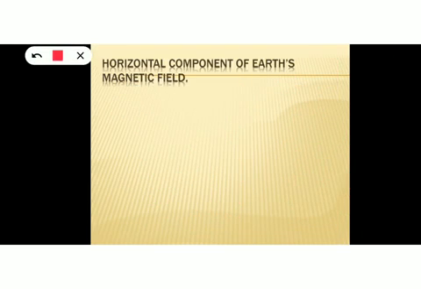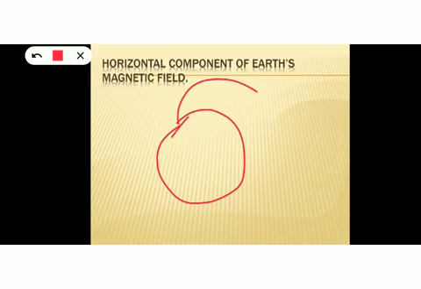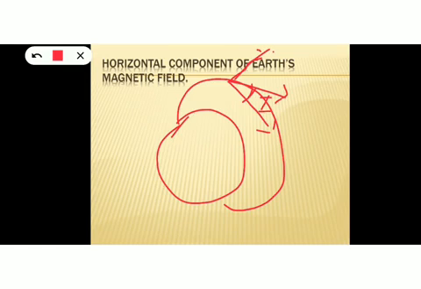Let's talk about the horizontal component of Earth's magnetic field. This is the third element that describes the Earth's magnetic field. For that, consider the Earth and the magnetic field lines surrounding it. This arrow represents the total magnetic field of the Earth. Resolve this magnetic field into two mutually perpendicular directions. This will be one component, and this will be the other component, and this angle will be I, the dip, because this is the angle between the Earth's magnetic field and the surface of the Earth.